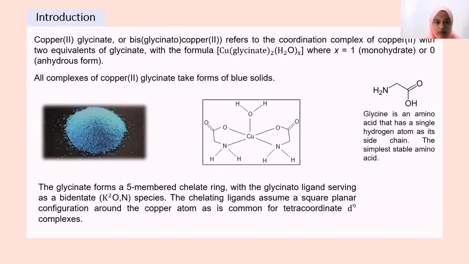The glycinate forms a 5-membered chelate ring, with the glycinate ligand serving as a bidentate κ2-N,O species, and the chelating ligands assume a square planar configuration around the copper atom, as is common for tetracoordinate d9 complexes. For information, glycine is actually the simplest amino acid that has a single hydrogen atom as its side chain. You can refer to the diagram on the right side of the presentation.